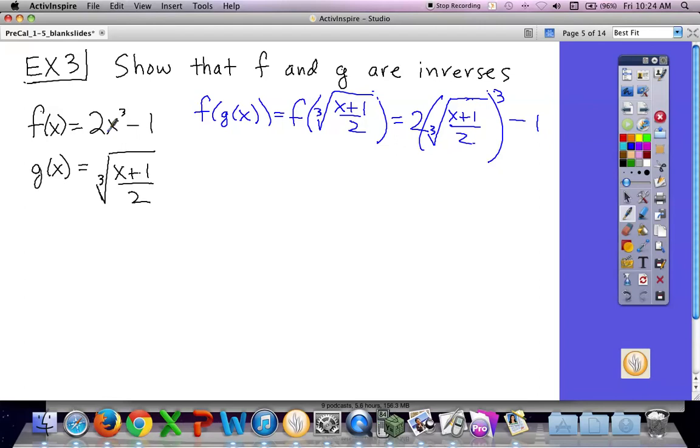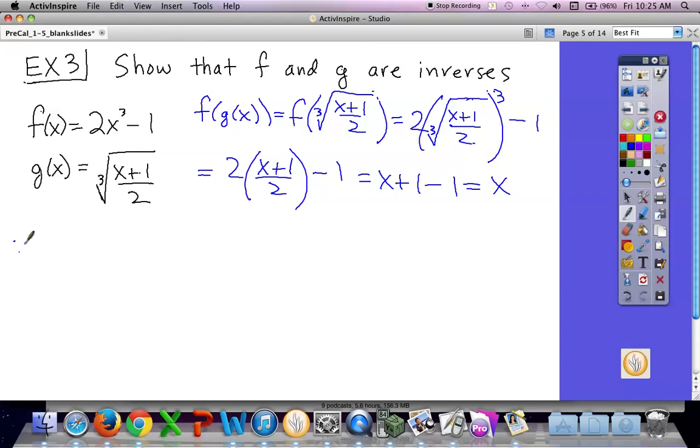They cancel each other out, right? So what we're left with from this line is 2 times x plus 1 over 2 minus 1. And now the 2's cancel, right? You're multiplying by 2 in this term, and you're dividing by 2, so that is x plus 1 minus 1, which is x, which was 1/2 of what we had to show. We have to show that f of g of x and g of f of x reduced to the variable x, and that one did.